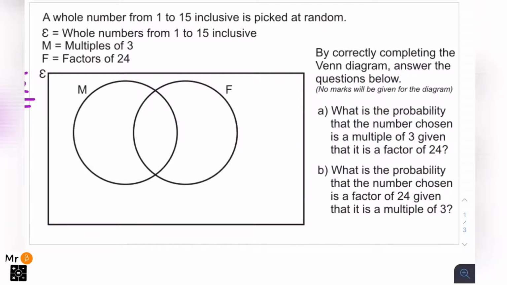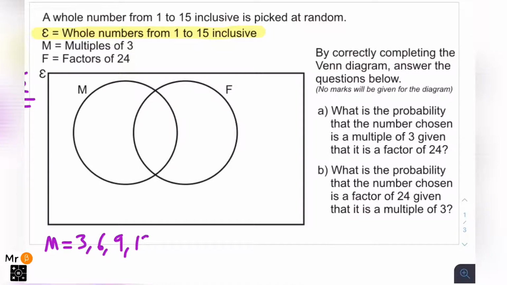Our next question, question 4. It's told you that a number from 1 to 15, including 1 and 15, is picked at random. And it tells us in our set are all the whole numbers between 1 and 15, including 1 and 15. It's told you that m is multiples of 3 and f is factors of 24. So to begin with, I'm going to write down all my multiples of 3, which go up to 15.